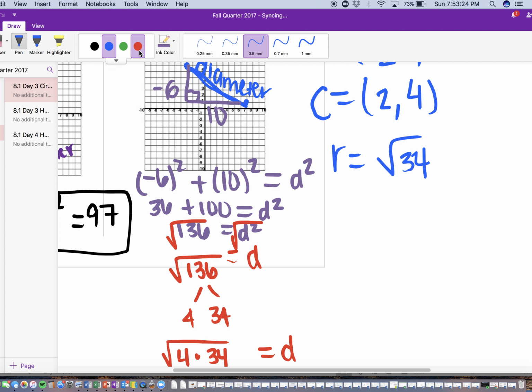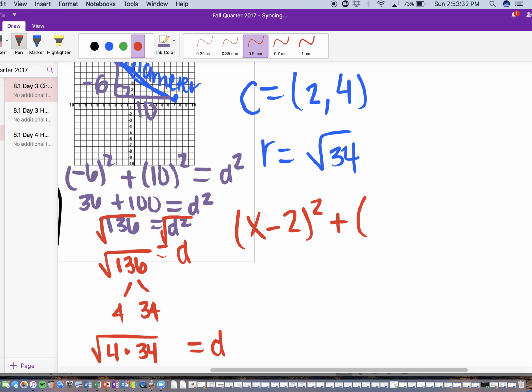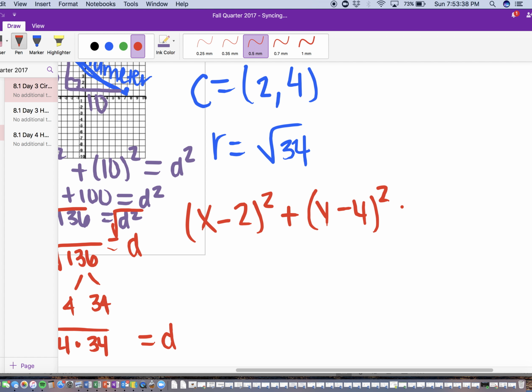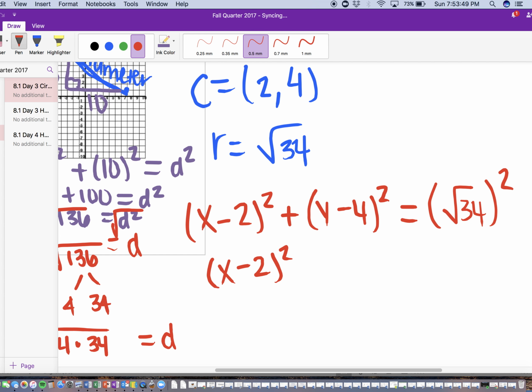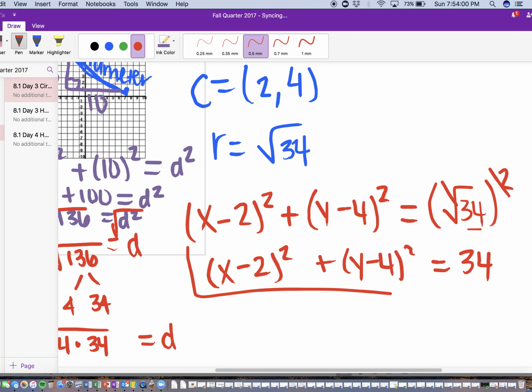So then my equation will be x minus h squared, so x minus 2 squared, plus y minus k squared, so y minus 4 squared, equals the radius squared. The radius is root 34, and I'm squaring that. So finally, I should get x minus 2 squared plus y minus 4 squared equals 34. Squaring and square rooting undo each other, so I'm left with just 34. So this should be my equation.